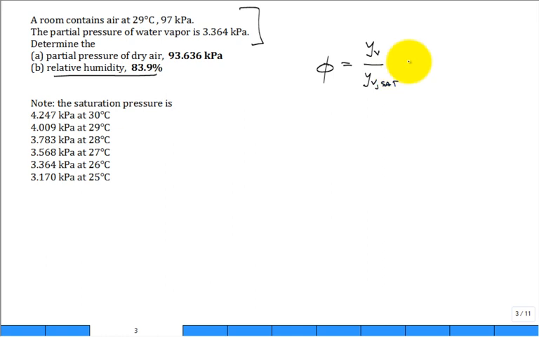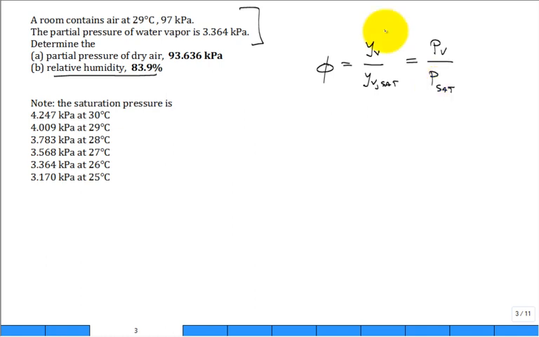Well, that's the definition, but we often use it where it's the partial pressure of the vapor in the mixture divided by the maximum partial pressure that it would have if it were saturated air. Oh, I know what that is. That's the saturation pressure at that dry bulb temperature. It's Psat. That's what comes out of table A2, our old familiar friend.